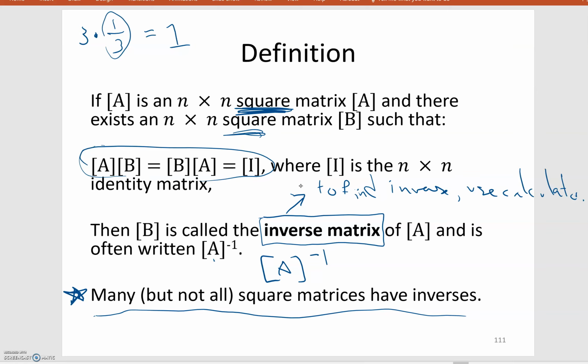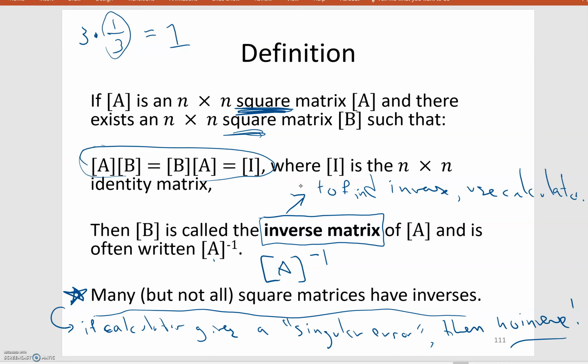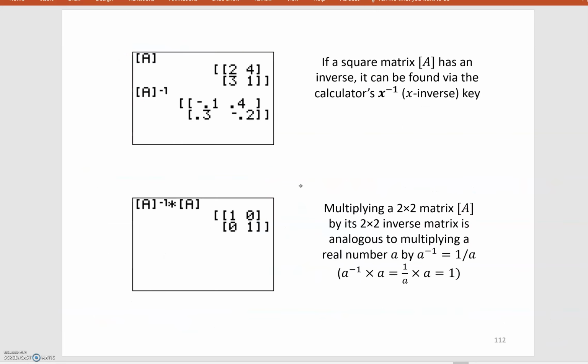Now there is a way to test a matrix to see whether or not it has an inverse, but for our purposes, what we're just going to do is this. If the calculator gives you an error, and I believe it says a singular error, then your matrix doesn't have an inverse. Okay, so I guess it's important now that we actually learn how to find the inverse in the calculator. So let's talk about that.